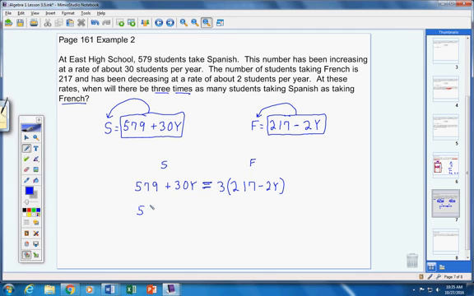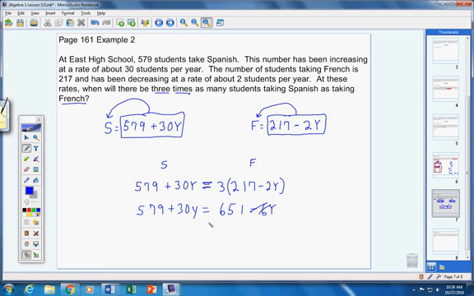Step 1, simplify both sides. I cannot simplify the left side. However, I can simplify the right side. This would be 217 plus 2y, minus 6y, 3 times 2, 17, 3 times 2y. Next step, eliminate fractions. There are none. Step 3, get your variable terms on one side, constant terms on the other.